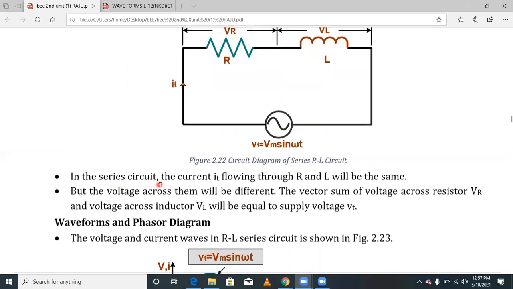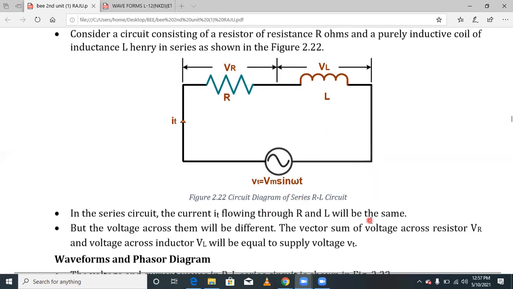In a series circuit, the current flowing through R and L will be the same. When current flows through R and L, it is the same for a series circuit; the current is constant. But in a parallel circuit, voltage is constant. Am I right? Current is dividing in a parallel circuit, and current is the same in a series circuit.